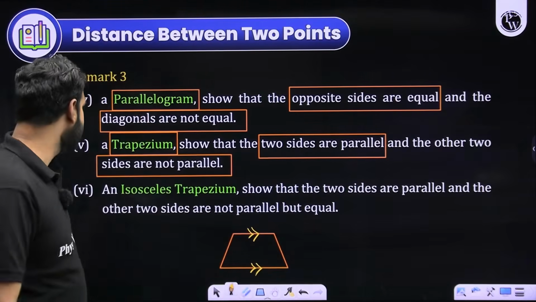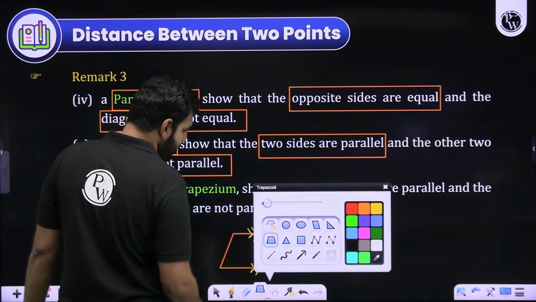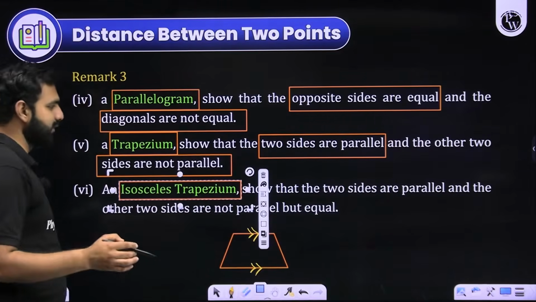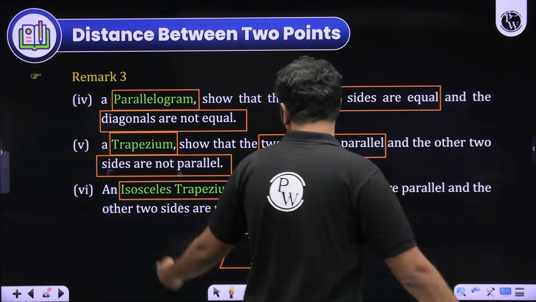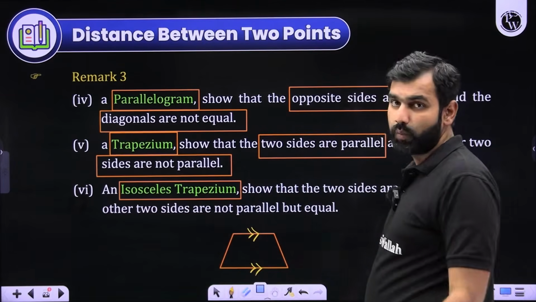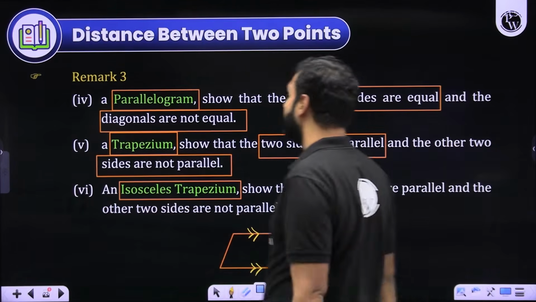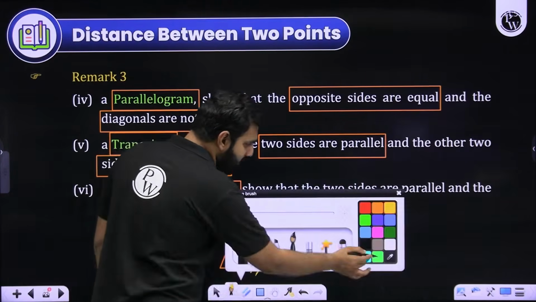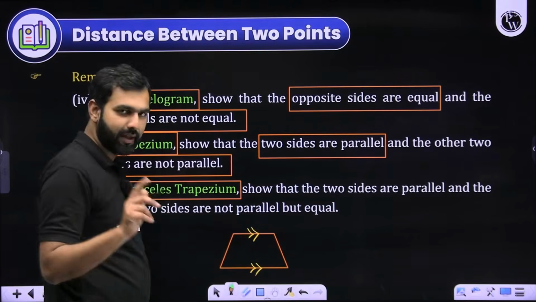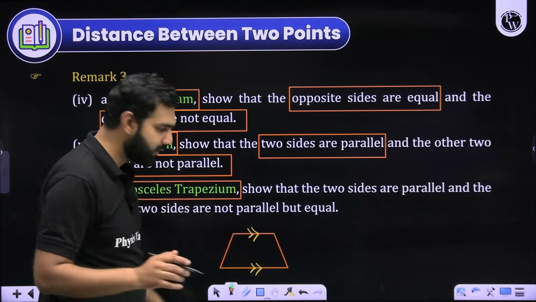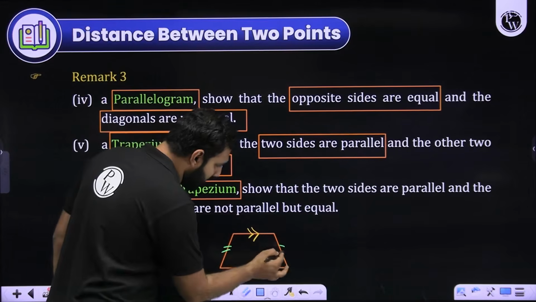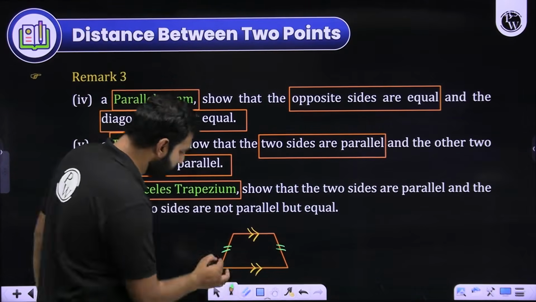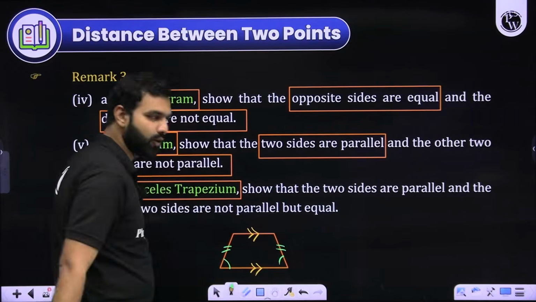Moving ahead, what do we see next? What do I mean by an isosceles trapezium? Now let's have a look at the isosceles trapezium. An isosceles trapezium means that two sides are parallel and the other two sides are not parallel but equal. I repeat, it's a very simple phenomenon. Let's say in a trapezium, the pair of one sides is parallel. So these two sides are parallel, but the other two sides, which are non-parallel, are equal. Of course, in that case, they'll subtend equal angles on these sides.